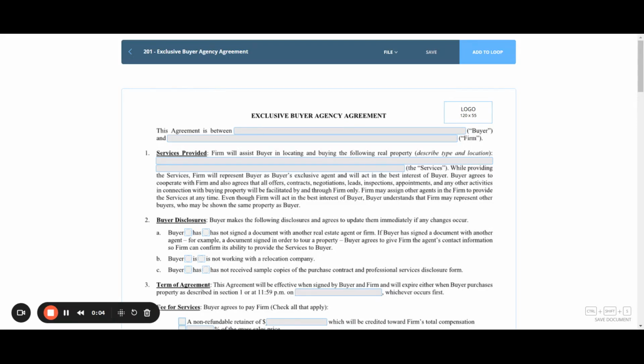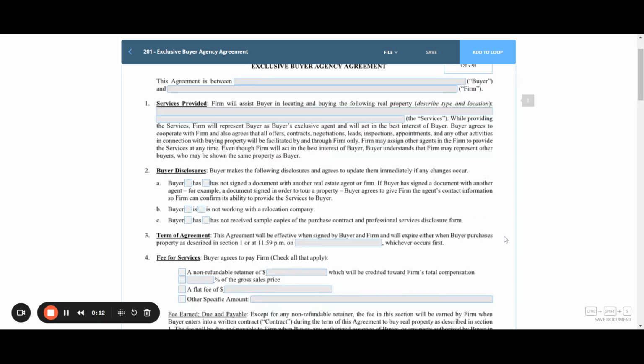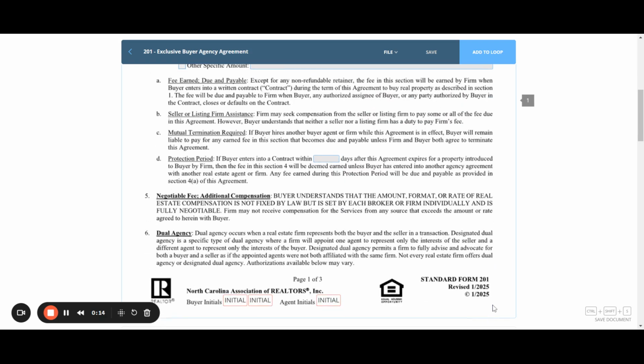Today we are going over the exclusive buyer agency agreement, and this is the January 2025 revision of the buyer agency agreement. You'll know if you're looking at the correct form by looking at the bottom right corner, and you'll see the date here, revised 1/2025. That is the version you need to be using until there is a more updated and more recent revision.